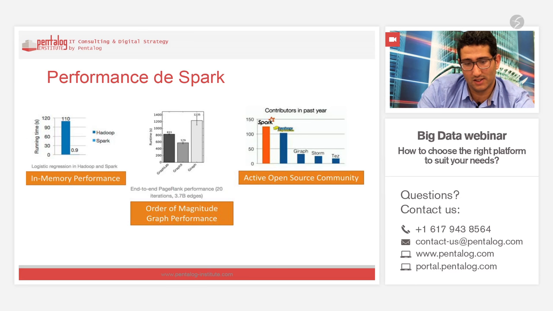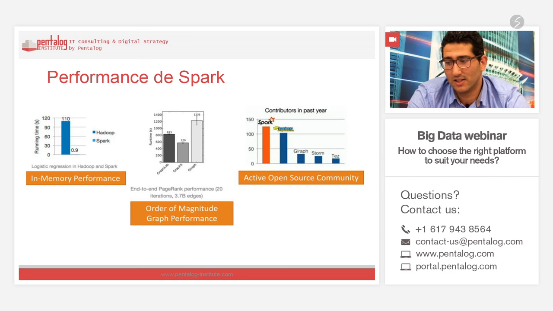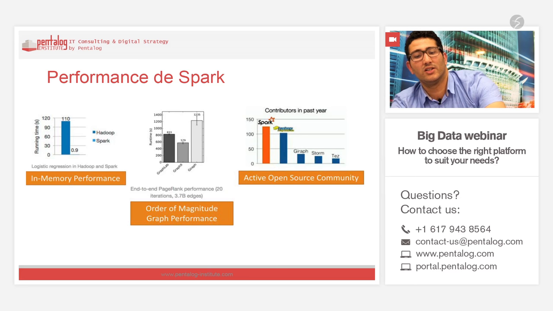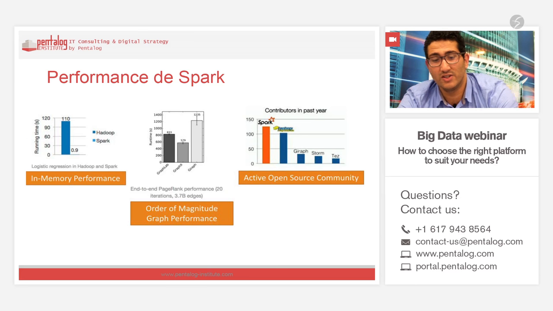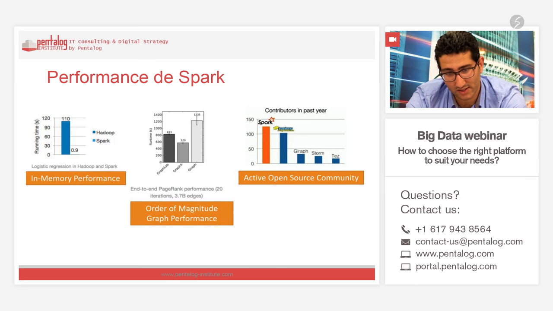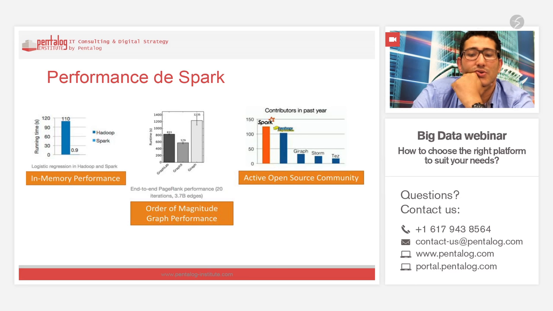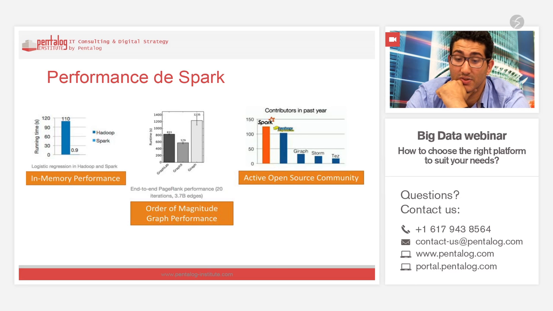Also, Spark won the Daytona Gray Sort 100 terabytes benchmark. They used Spark and sorted 100 terabytes of data using 206 EC2 i2.8xlarge machines in 23 minutes. The previous world record was, I think, 72 minutes, set by a Hadoop MapReduce cluster of 2,100 nodes.